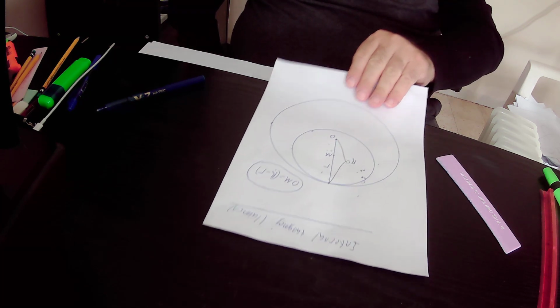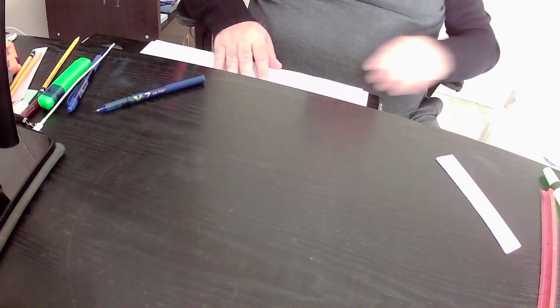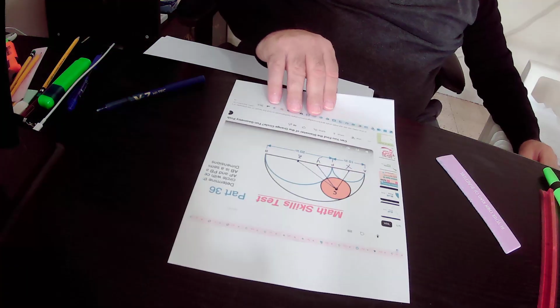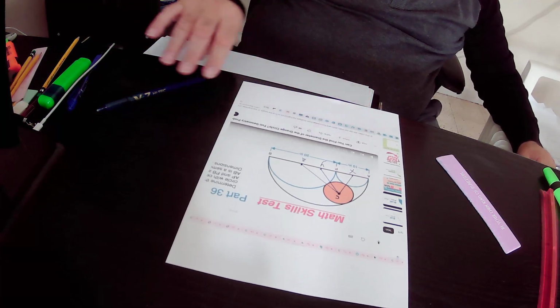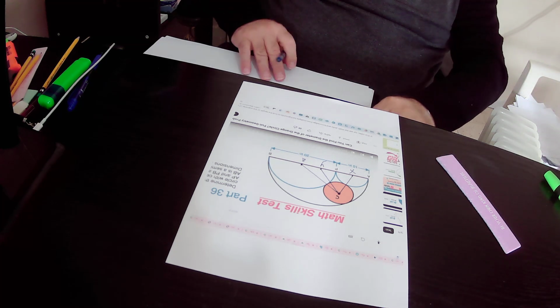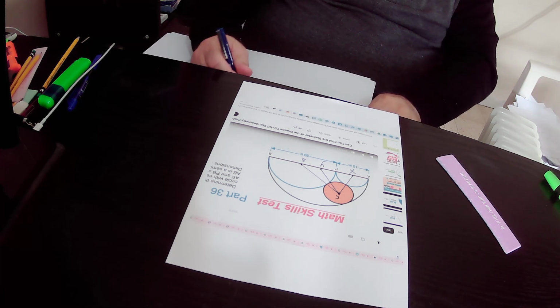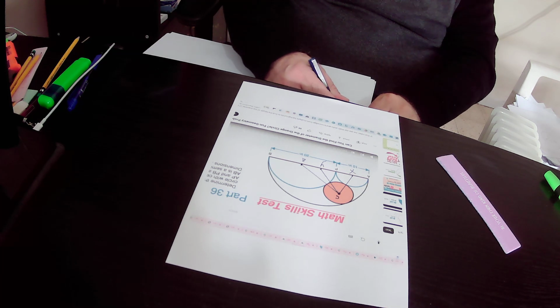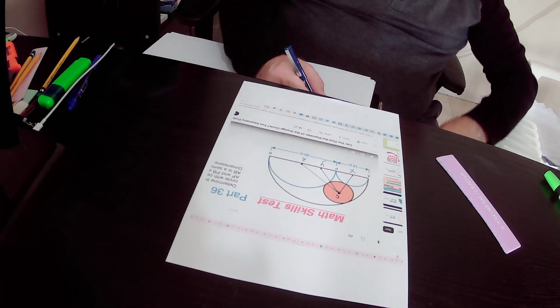Okay, so we use those two new rules in order to calculate the values of the line segments in this drawing. So, what is the length of line segment CX?